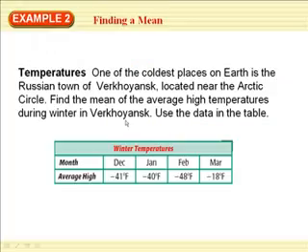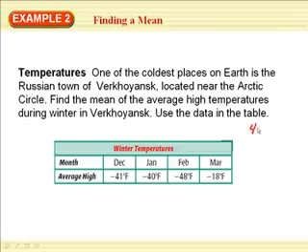Alright, example 2, finding a mean. One of the coldest places on Earth is the Russian town of, oh, I don't know how to say that, located near the Arctic Circle. Find the mean of the average high temperatures during the winter. Use the data in the table. Okay, so mean means we add up all the numbers and we divide by how many.